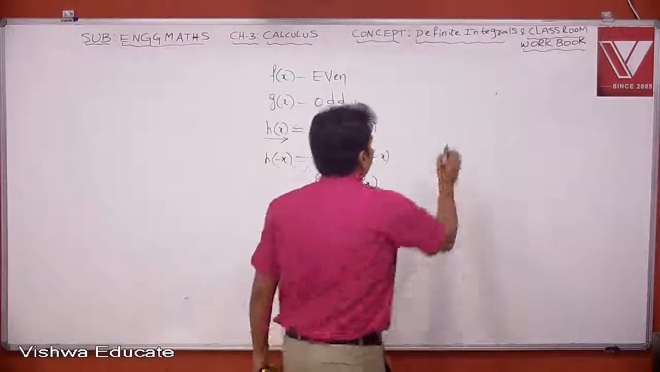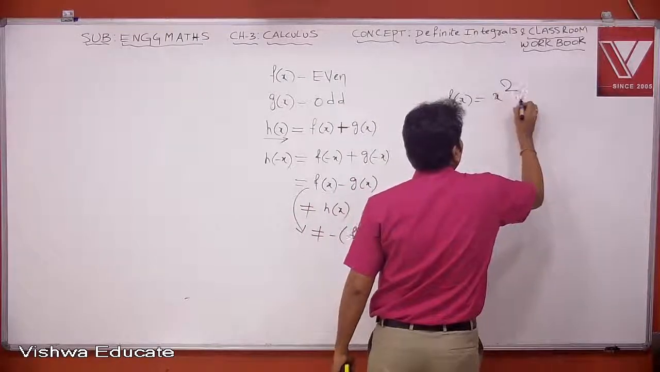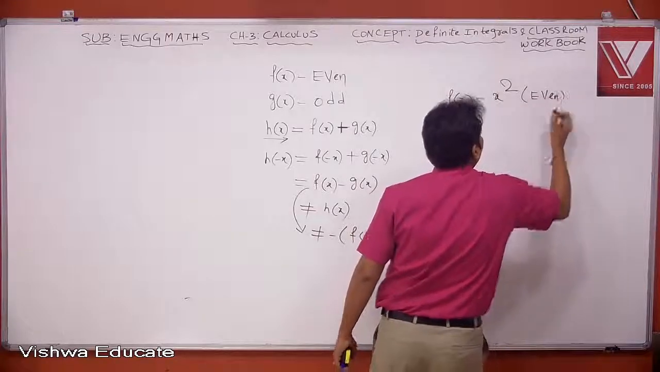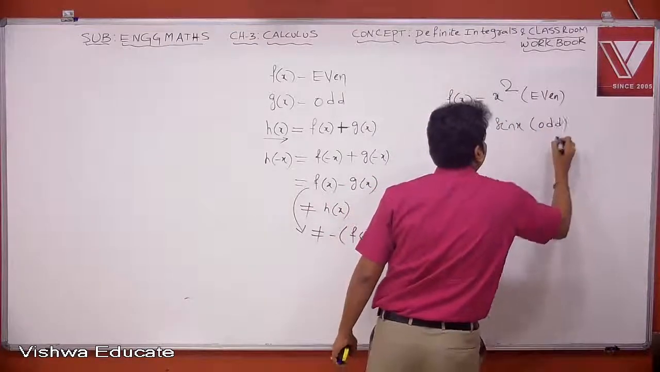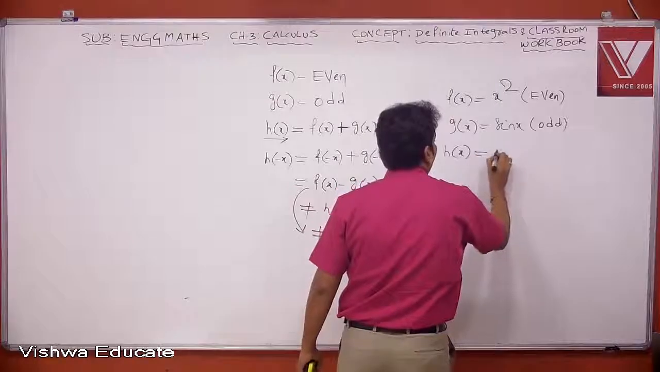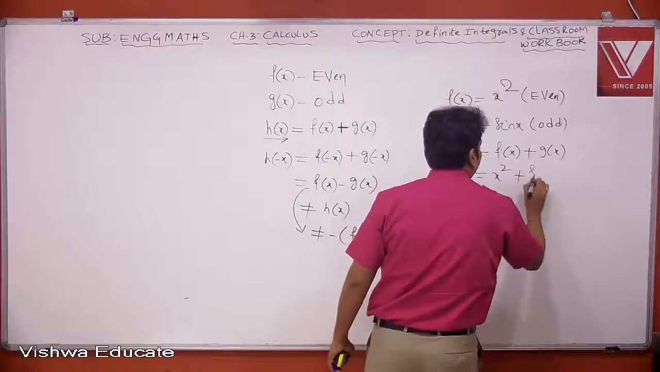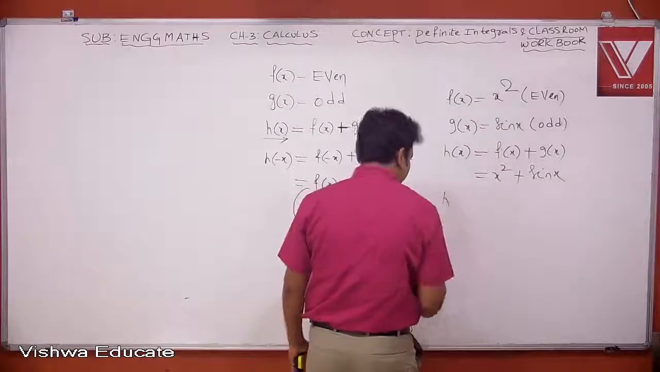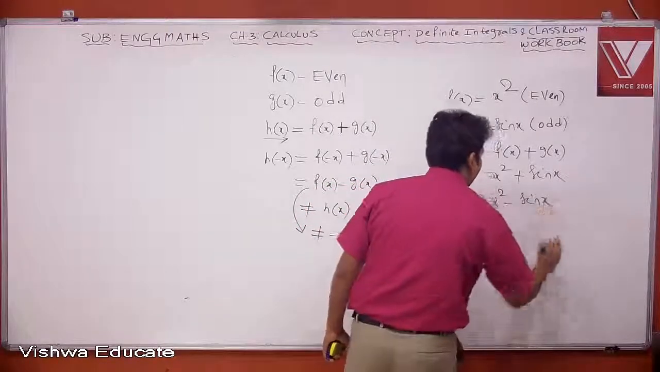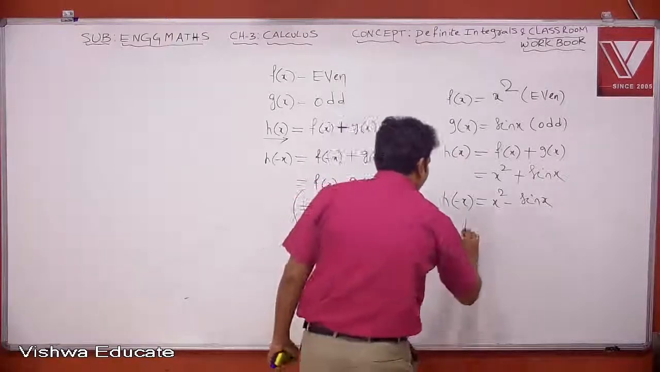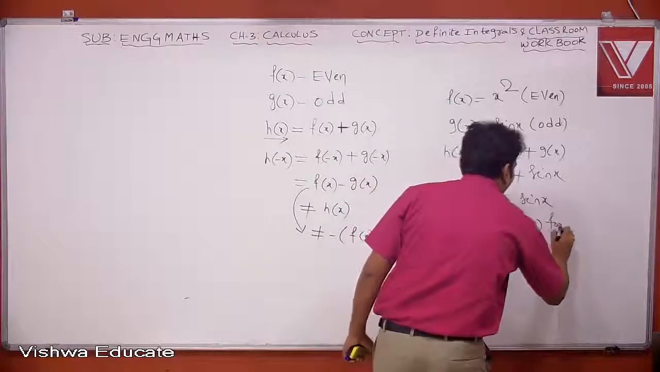Let us take one example. Suppose f of x equal to x square. So this is an even function. g of x equal to sin x. This is an odd function. So take h of x equal to f of x plus g of x. Therefore, this is x square plus sin x. Now take h of minus x. This is x square minus sin x. Now what I want to say is, here h of minus x is not equal to h of x for at least one x.